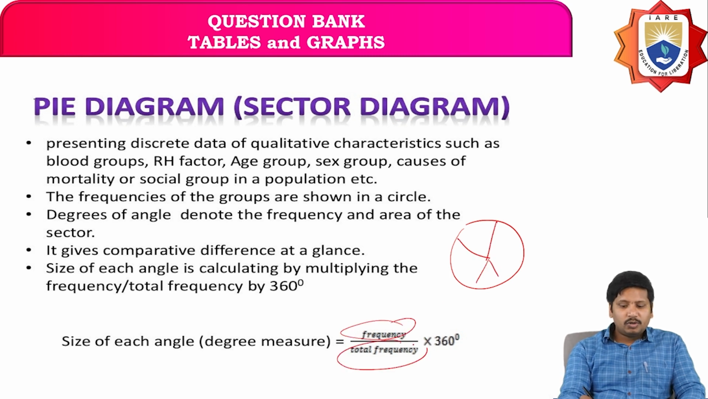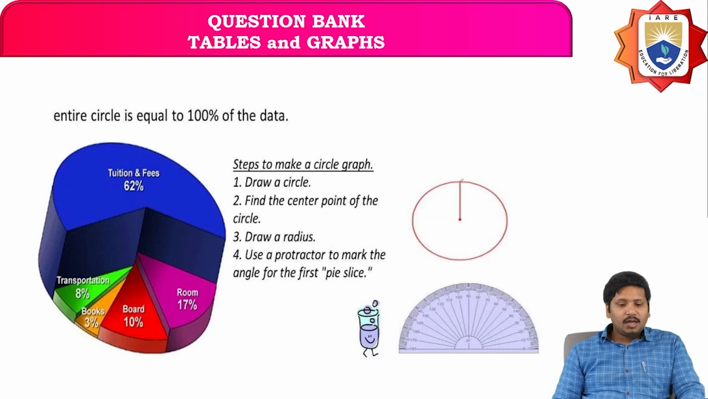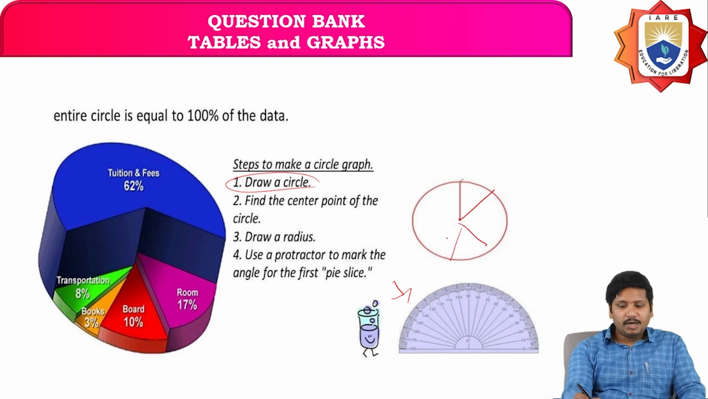The angle is calculated as frequency divided by total frequency, multiplied by 360 degrees. The frequencies of the groups are shown in a circle, and the degrees of angle denote the frequency and the area of the sector. It also gives the comparative difference at a glance. Here the segments are presented: draw the circle, find the center point of the circle and draw the radius, and then use the protractor to make the segments of the pie diagram.